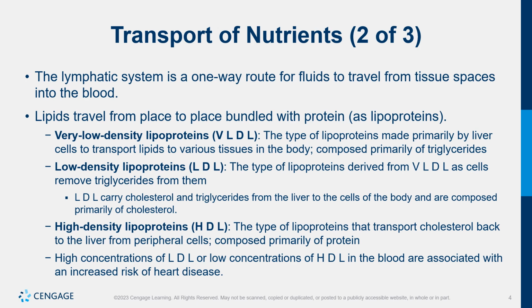Very low density lipoproteins are made by the liver cells to transport lipids to various tissues in the body, and they are made primarily of triglycerides. Low-density lipoproteins are derived from VLDLs as the cells remove triglycerides from them. LDLs carry cholesterol and triglycerides from the liver to cells of the body, and they are made up primarily of cholesterol. High-density lipoproteins, on the other hand, are lipoproteins that transport cholesterol back to the liver from the peripheral cells, and they are made up primarily of protein.